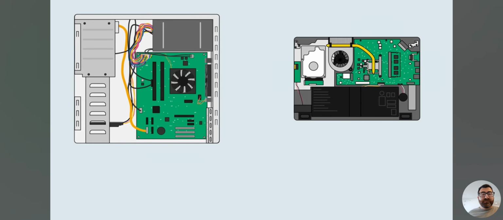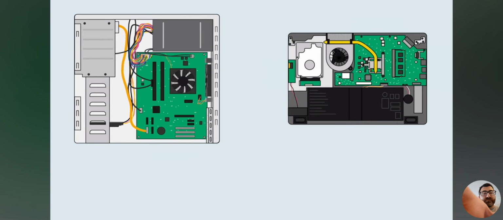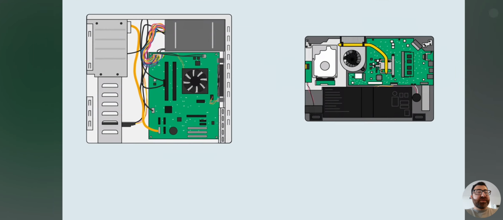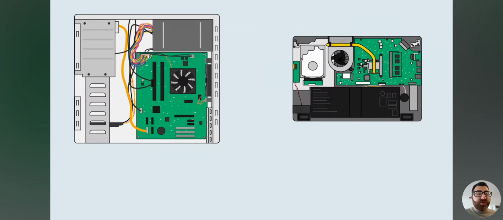Whether it's a desktop computer or a laptop, that green board that you see, the big green rectangle, that's the motherboard. And then the different parts connect to the motherboard. So you've got RAM connected to the motherboard. There's a CPU with a fan over it connecting to the motherboard. So the left is a desktop computer, the right is a laptop computer. But we'll go from there.